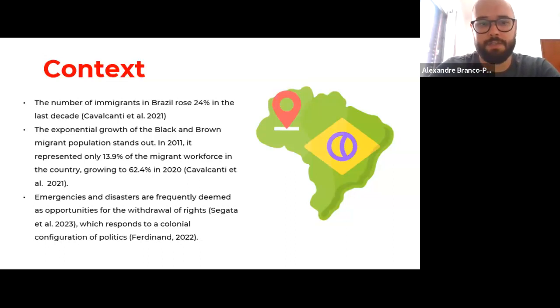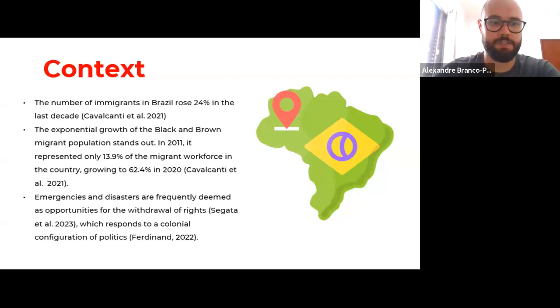Also, emergencies and disasters are frequently deemed as opportunities for the withdrawal of rights, which responds to a colonial configuration of politics. This aspect can make these emergencies especially important to reflect on the structural elements of the power dynamics of humanitarian response and of policymaking, because they show who is left behind, as Michael stated.